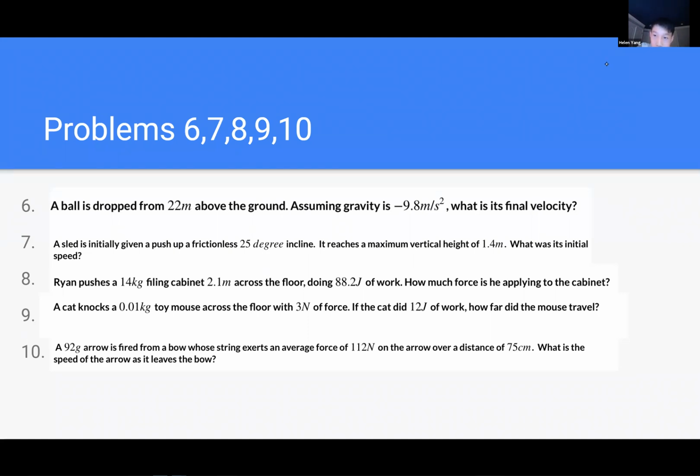Okay, so the next question. A sled is initially given a push up a frictionless 25-degree incline. It reaches a max vertical height of 1.4 meters. What was its initial speed? Does anyone have the answer to this question?